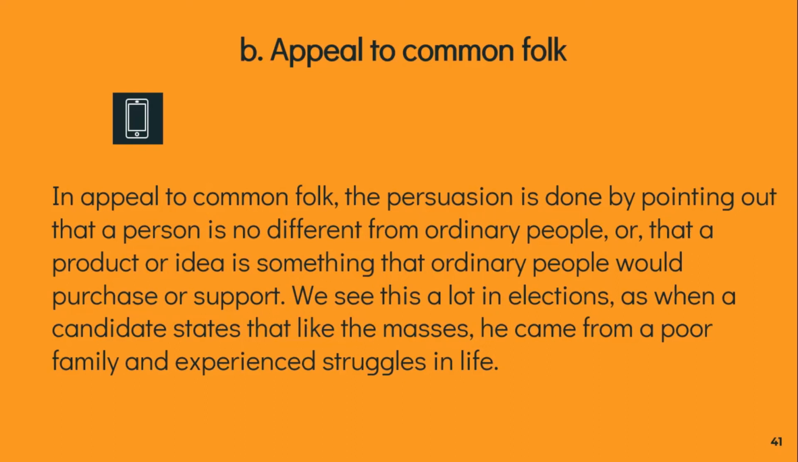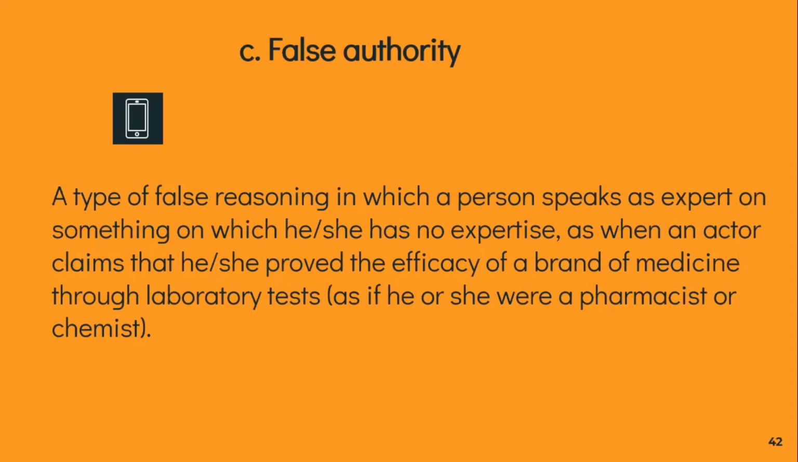Next is false authority, a type of false reasoning in which a person speaks as an expert on something on which he or she has no expertise, as when an actor claims that he or she proved the efficacy of a brand of medicine through laboratory tests, as if he or she were a pharmacist or chemist. So this type of argument incites a person to claim something but that person is not an expert on the matter. This type of argument is the absence of ethos, which means the credibility of the source is questionable.